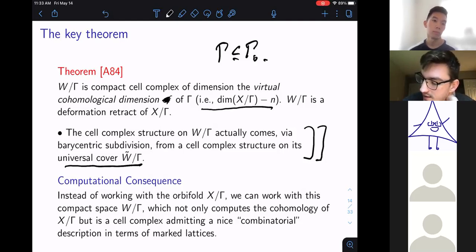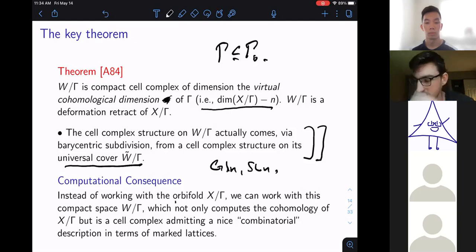And the computational consequence of this is that if you want to compute the cohomology of X mod gamma, you now have a lower dimensional space which has a concrete construction which computes the cohomology for you. Now, there's still a lot to be done with this, but this goes a long way, at least for GLN and SLN. This goes a long way to helping understand the topology of this space.